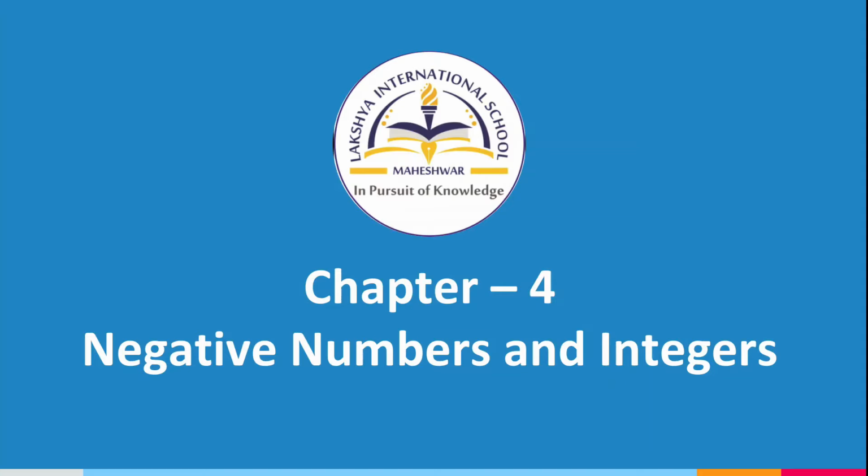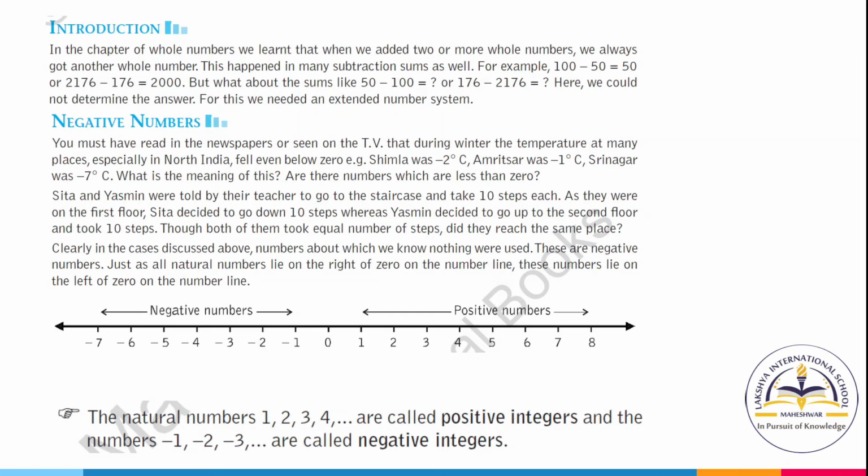Today I am going to teach you chapter number 4, negative numbers and integers, of class 6th mathematics. We'll read the introduction part. In the chapter on whole numbers, we learned that when we add two or more whole numbers, we always get another whole number. This happened in many subtraction sums as well. For example, 100 minus 50 equals 50. When we add or subtract two or more whole numbers, we get our result as a whole number. So now we will read about negative numbers.